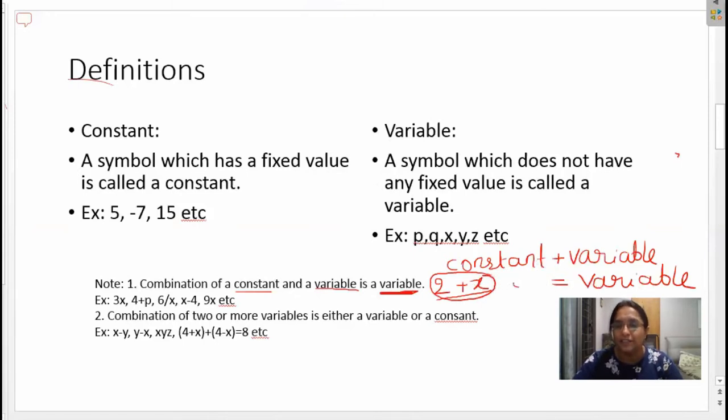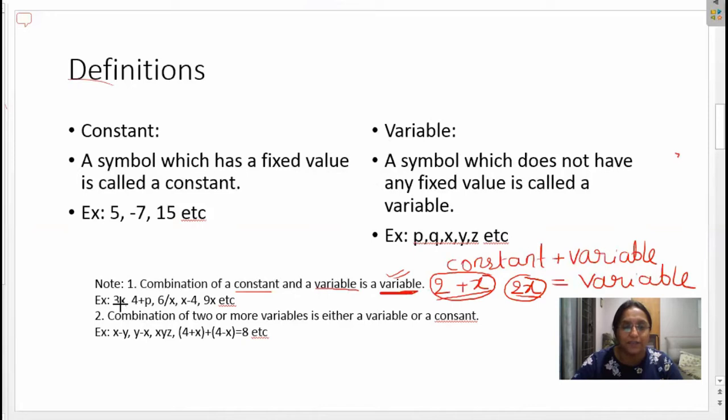Suppose I write 2x, that is x is multiplied by 2. Then also this value changes. Then it becomes variable. So a combination of a constant and a variable is a variable. This is important for one mark problem question.